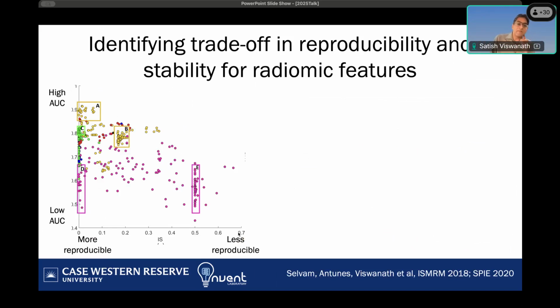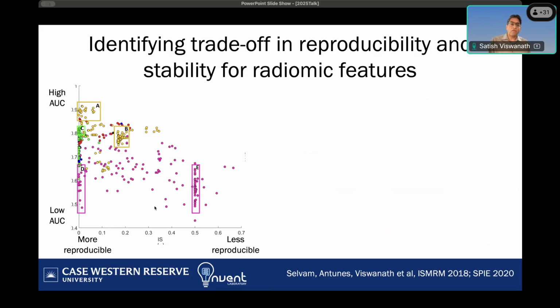And similarly, along the x-axis, you have how reproducible the feature is. Out here, these are features which are more reproducible. And out here, these are features which are less reproducible. So if you think of this trade-off, you ideally want features out here. You want the features which are in this A or C block, and you really don't want features from the E block, essentially, right?